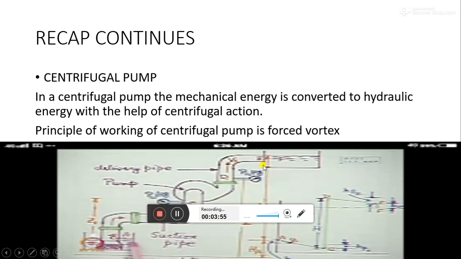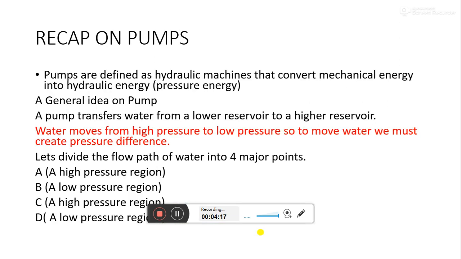Now if it was for a transfer of fluid from a higher to a lower reservoir, you don't need a pump, because this is the law of nature that fluid will always flow from a higher reservoir to a lower reservoir. You don't need to put any effort to make this flow happen. So a pump transfers water from a lower reservoir to a higher reservoir. Now water moves from high pressure to low pressure. Yes, true. Why? We know that water or any fluid moves from high pressure to low pressure. It doesn't do the opposite.